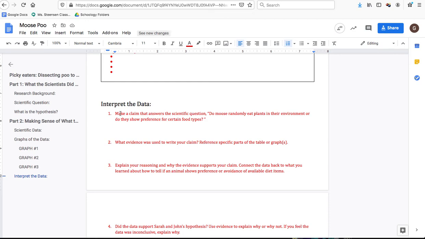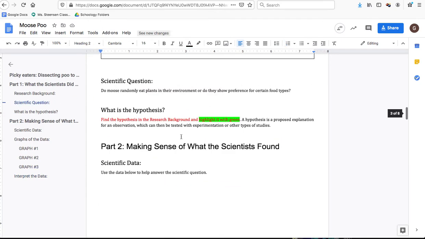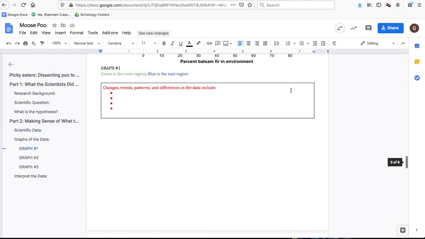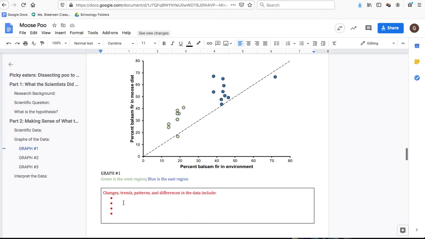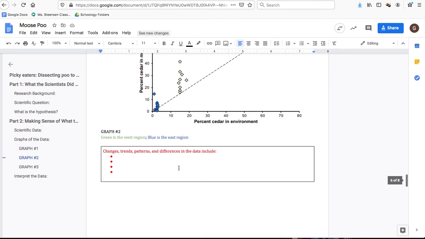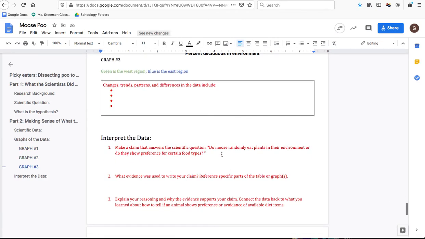Make a claim that answers the scientific question: do moose randomly eat plants in their environment, or do they show a preference for certain food types? And that scientific question right here is the same one that you found over here. So based on what you've seen in the data, based on these observations that you've made for graphs 1, 2, and 3, you can now answer the question: do you think that moose randomly eat plants in their environment, or do they show preferences for certain food types?